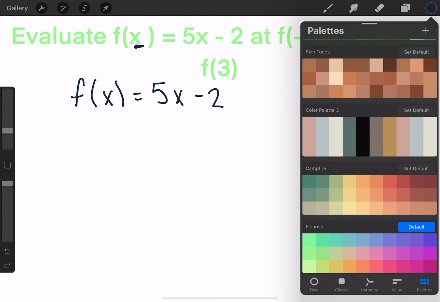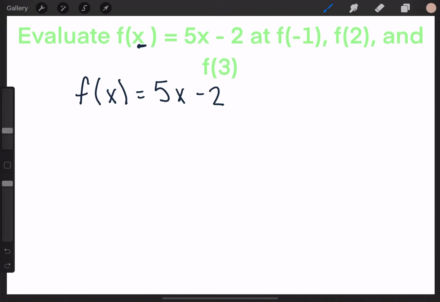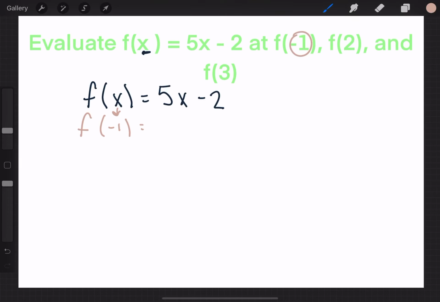Let's do this color. F. Now instead of x, we're going to write negative 1 because that's what we are given. Equals 5. Instead of x, we're going to do negative 1. We're getting rid of all the x's. And then negative 2.